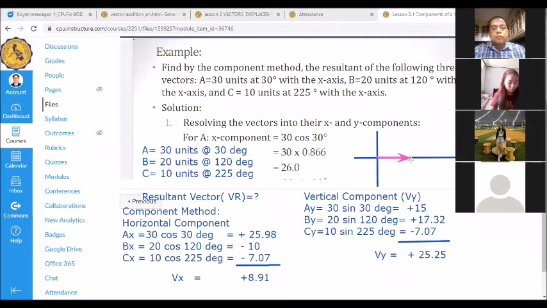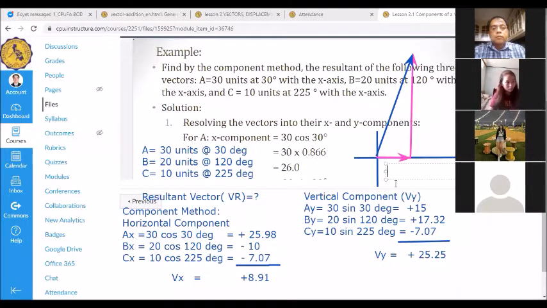That's 8.91. And then your Vy, which is around three times as long, 25.25. It is still positive, so it goes up. And therefore our resultant is on this end. So how do you get the resultant? Any suggestion how we get the resultant?